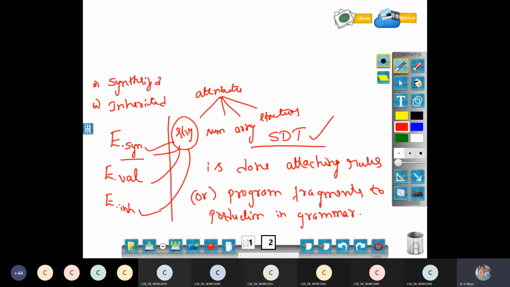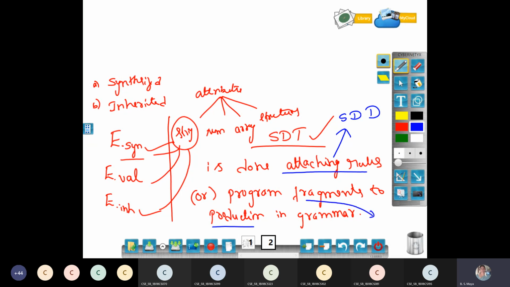That is what the semantic analyzer does. There are two tasks you are doing. One is attaching the rules. For every production, if you attach the rules separately, this is called a syntax directed definition. Then for every production we are writing some program fragments.